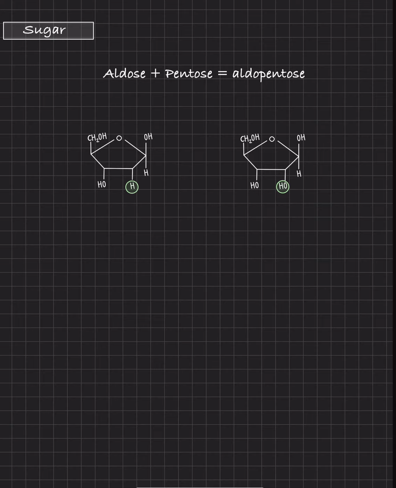But to simplify, if none of that made sense, look at the green circle. On the left, you have a hydrogen. On the right, you have an oxygen and a hydrogen. So the one on the left is lacking an oxygen. So that's deoxyribose. The one on the right has the oxygen, so it is ribose.